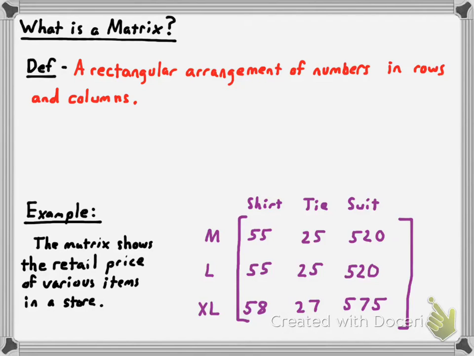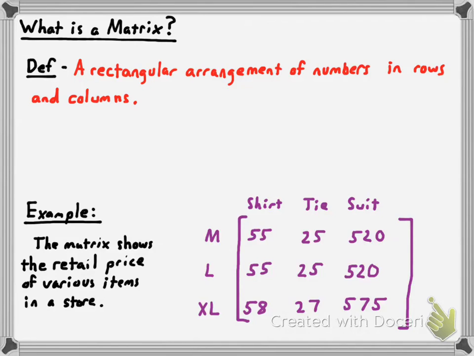Now, a matrix can be used to represent actual quantities. They can be numbers that mean something, or they can just be numbers. That's fine as well. These numbers happen to mean something. You can see that this matrix shows the retail price of various items in the store. I just made these up myself, but say you're looking for a shirt or a tie or a suit at this particular store in either medium, large, or extra large. I don't know what that means for ties, honestly, but you're looking for that. You see what the price is.